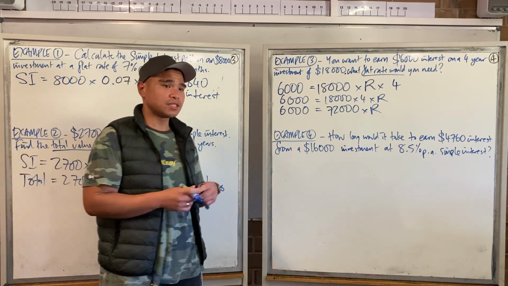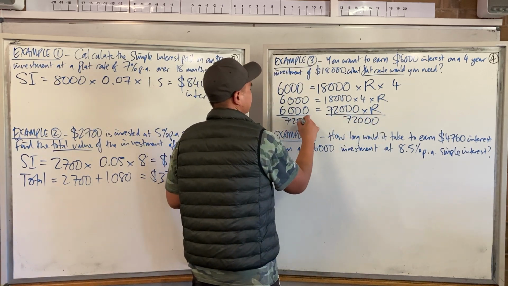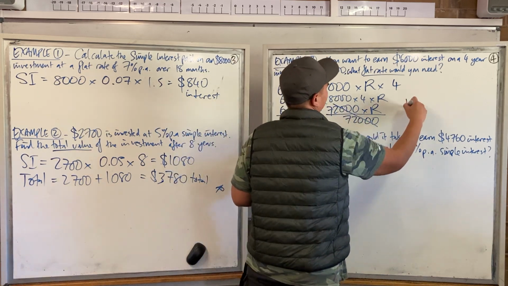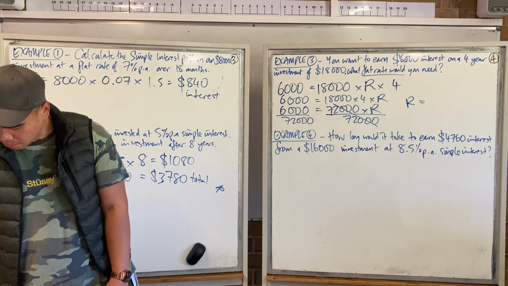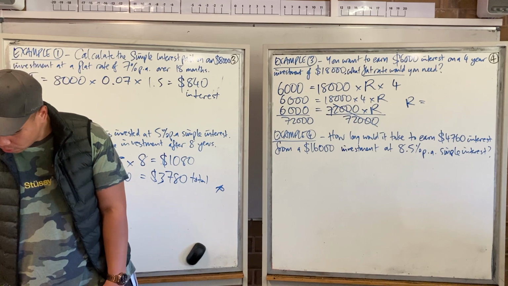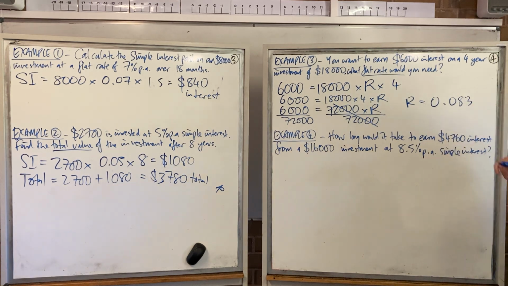Timesing. What's the opposite of timesing by 72? So you need to divide both sides by 72,000 to keep everything in balance. That 72,000 is going to cancel itself out, so your calculator is going to spit out 6 grand divided by 72. My calculator spits out 0.083 recurring. That's a decimal right now. I need it back to percent. Times it by 100, so 8 point. Good. So I rounded this to 3dp. Therefore, 8.3% per annum interest rate. Per annum meaning per year.